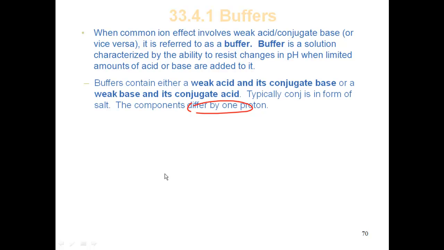The other important thing about a buffer that we should realize is that we're talking about weak species. We can't have a strong acid or a strong base and its conjugate base and call it a buffer, because that conjugate base really isn't a conjugate base, as we spoke about before. It doesn't really want to undergo hydrolysis and accept that proton. So it has to be a weak species, and we differ by one proton.